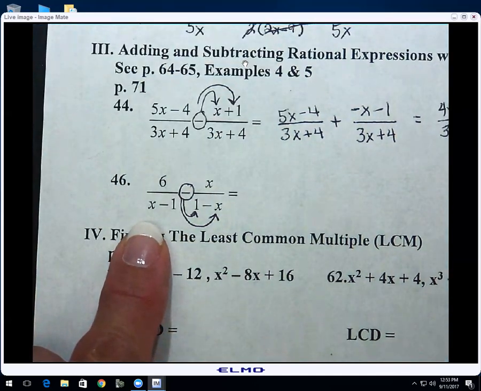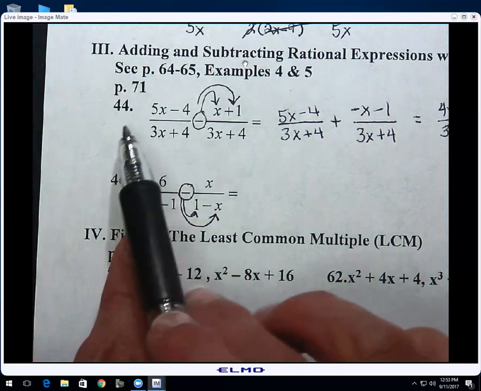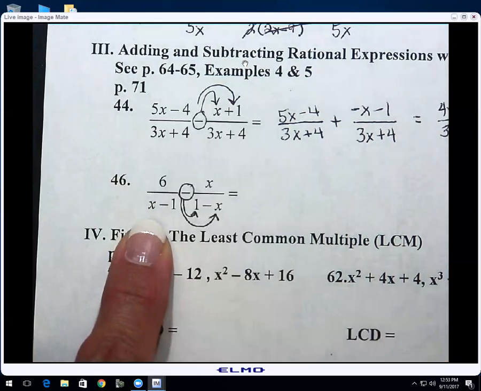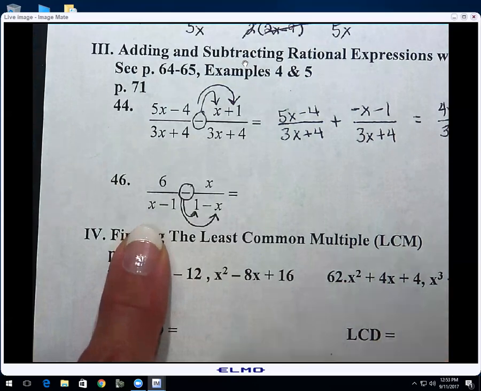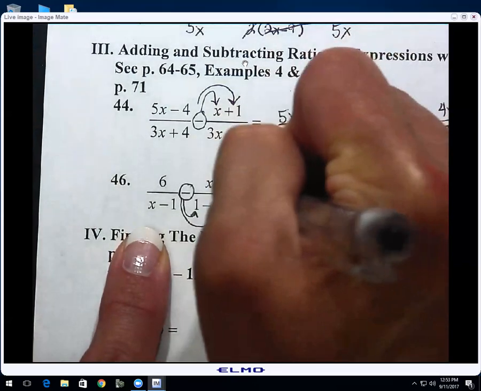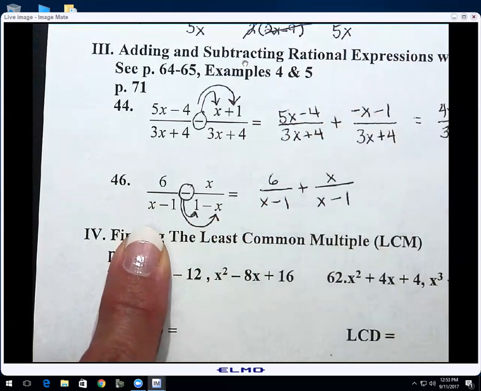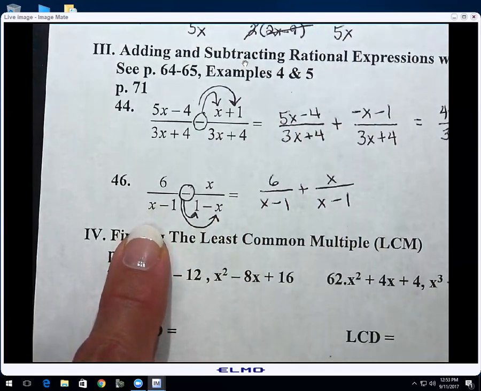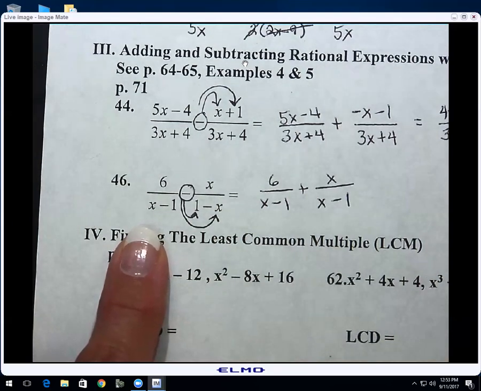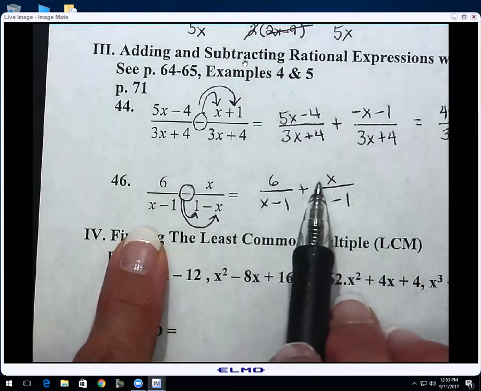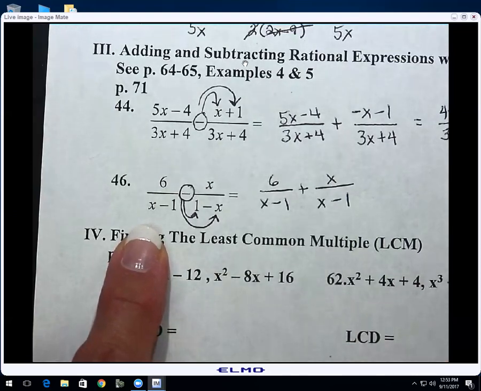You can either put it in the numerator or the denominator, but not both. In number 44, we didn't need it in the denominator, so we distributed it through the numerator. But in number 46, putting it in the denominator will help make those denominators the same. Just make sure you didn't put it in the numerator and have negative x over x minus 1.